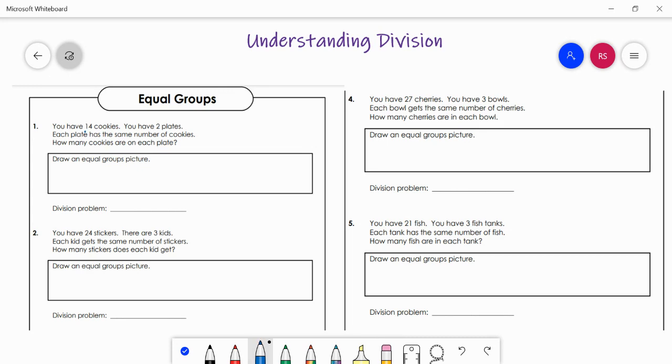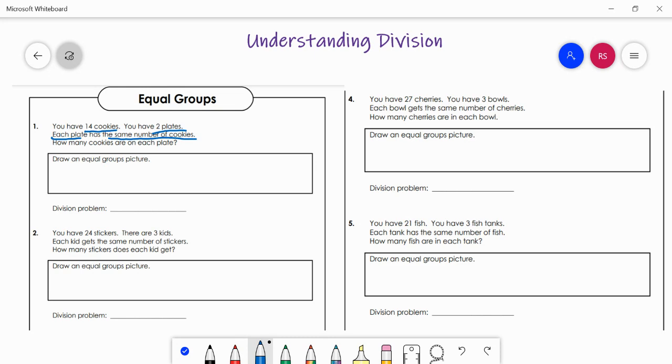So I know that I have a total of 14 cookies. I also know that I have 2 plates. And each plate is going to have the same number of cookies. So I have a total of 14 cookies, and I need to put those 14 cookies on 2 different plates. But both of my plates are going to have the same number of cookies. So I can't have like one plate with 10 cookies and the other plate with only 4 cookies. Pretend like you're dividing your cookies up between 2 of your friends. You're not going to give one friend more than the other, right? You want to give your friends the equal amount.